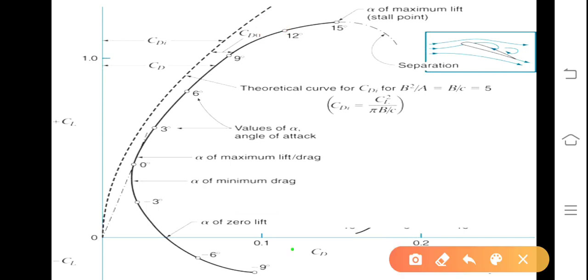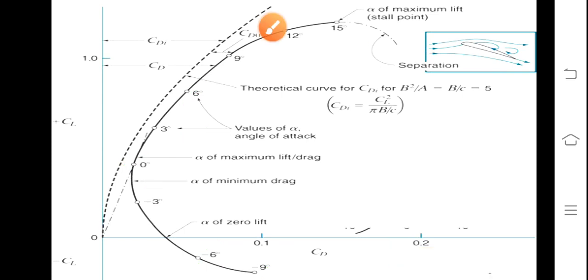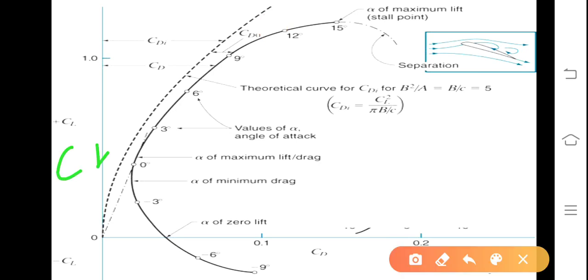Angle of attack, say 0 degree, minus 3, minus 6, minus 9, 0, plus 3, plus 6, plus 9, plus 12, plus 15, etc. Angles of attack are shown on the parabolic curve. CL is taken on the y-axis. CD is taken on the x-axis.